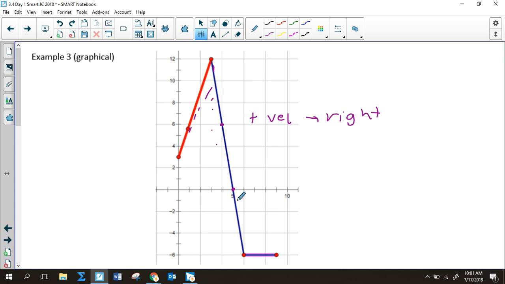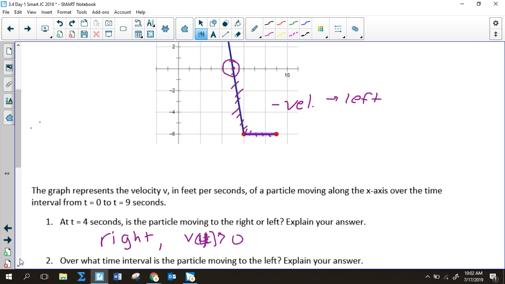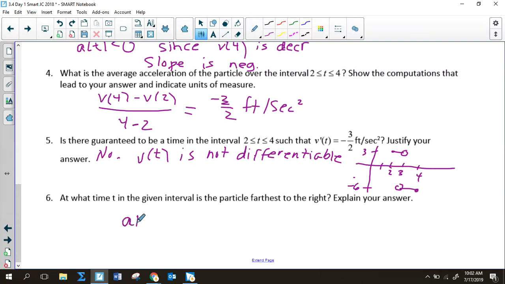When we hit 5, now all of this is negative velocity, and that means that the particle is now moving to the left. So after time equals 5, we've stopped moving to the right and we're going the other direction. So it'll be the farthest to the right at time equals 5, because at 5, the particle changes direction.